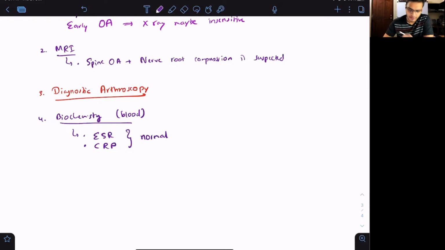There is a newer one, guys, called high sensitivity CRP. This high sensitivity CRP, even in very mild inflammations, can show an elevation. Therefore, what do we see? This one can be positive. Not always, but can be positive. High sensitivity CRP.